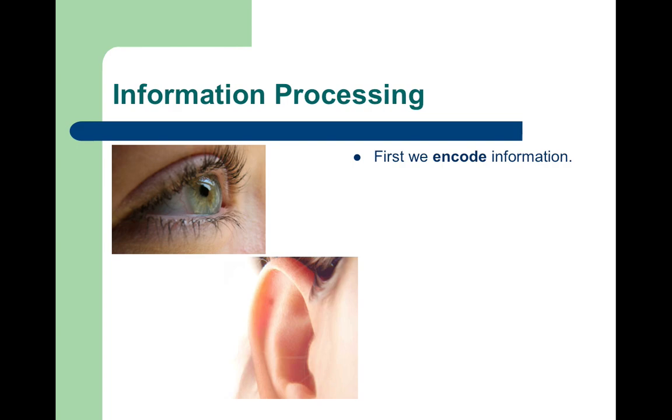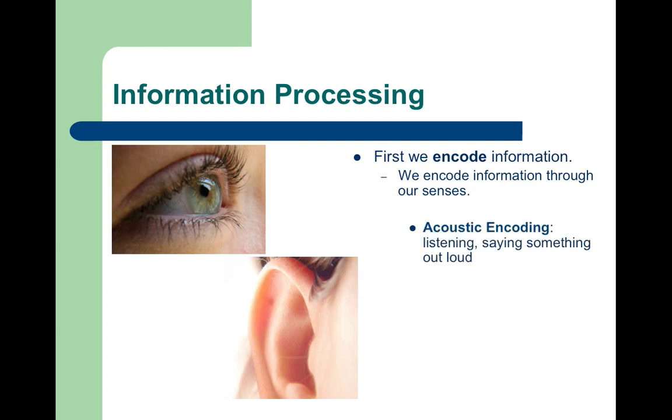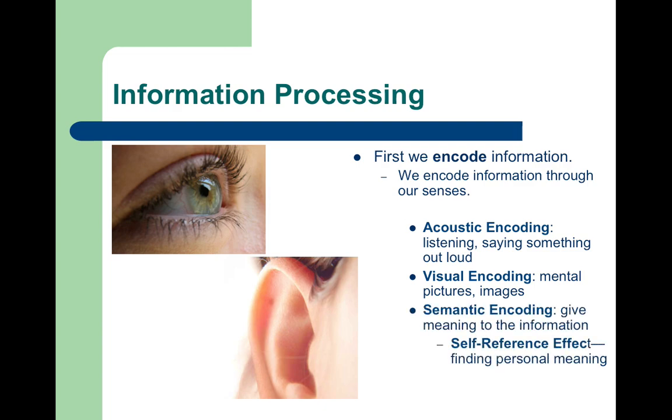When you look at the pictures of the eye and the ear, we know that encoding does involve using our senses. We encode information through visual means, auditory means, touch, taste, and smell. And oftentimes, the more senses we use, the more deeply we encode the information. So there are different types of encoding, and I'll list them here, and then we'll talk about each one of them.